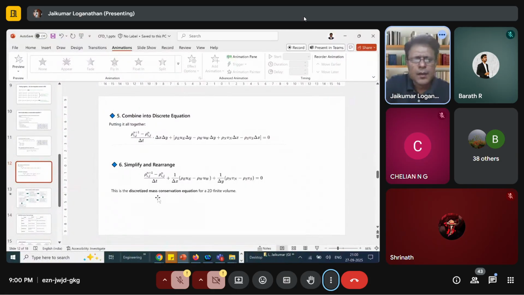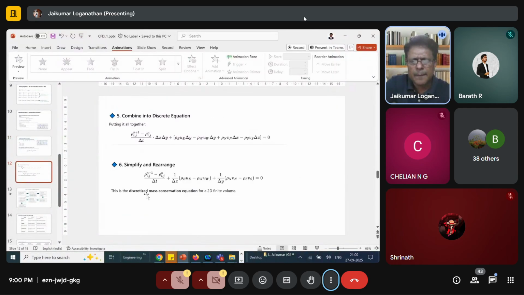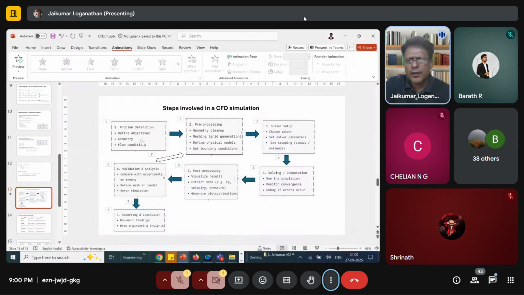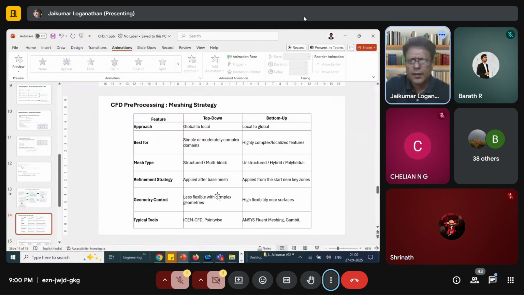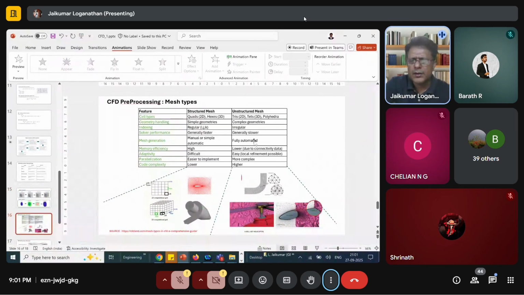We convert these integrals into a summation using this grid, and then we find the unknown, which is the parameter at the next time instant, as a function of all the known elements at the current time instant, right? We looked at the CFD process, then we looked at the meshing strategy, top down, bottoms up. We go from a CAD to edge mesh, surface mesh, and volumetric mesh. It's also called hierarchical meshing, and this is a top down approach. And then we looked at the 2 different types of mesh elements, right? Structured mesh and unstructured mesh.